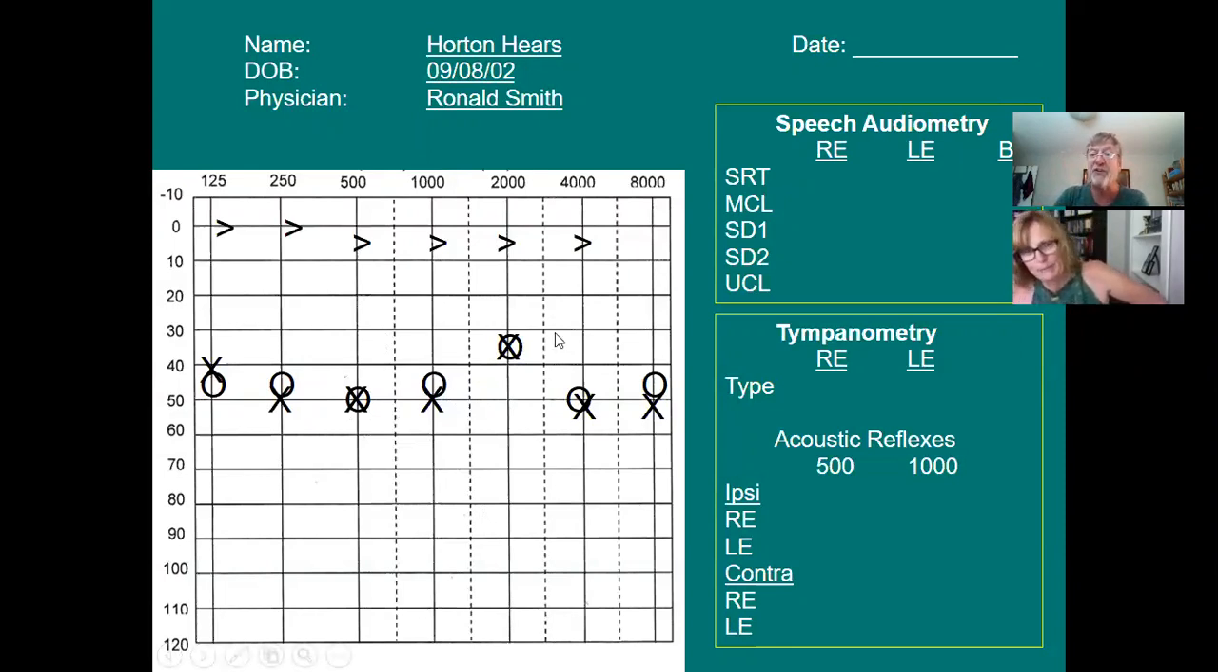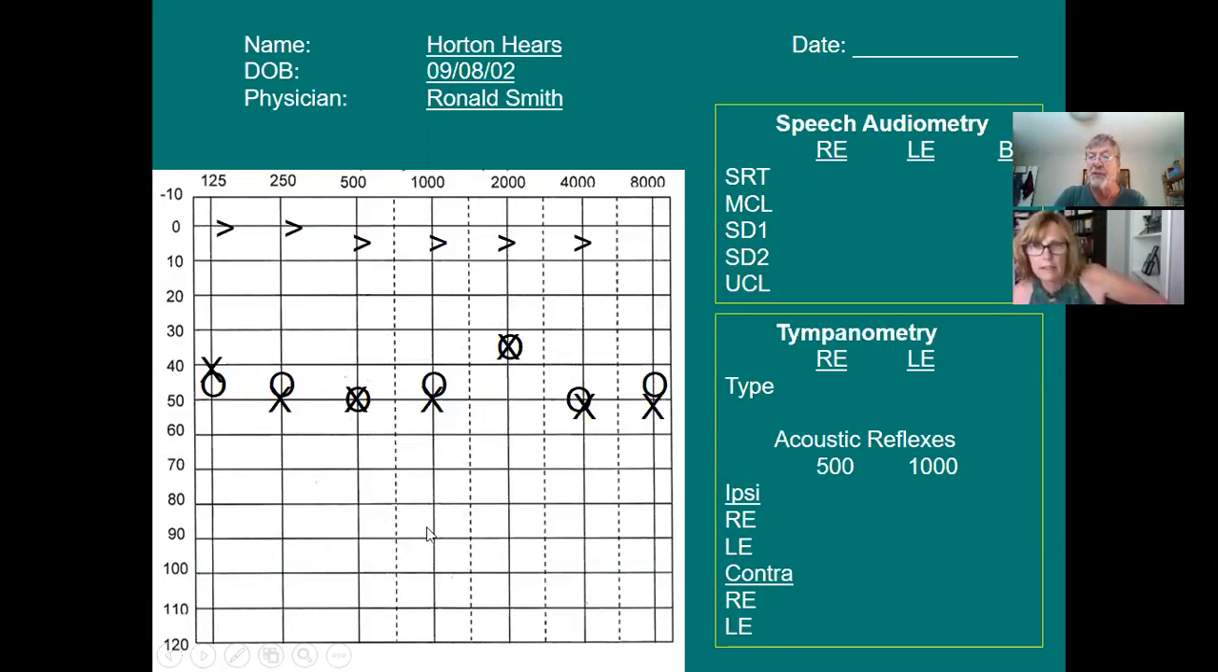Speech discrimination? Okay, what would his MCL be? Because you're going to do speech discrimination at MCL, right? Because he's got a plug in his ear, his MCL is going to be way up there, isn't it? Probably 75, maybe. Way up, at least. I would say around 85.